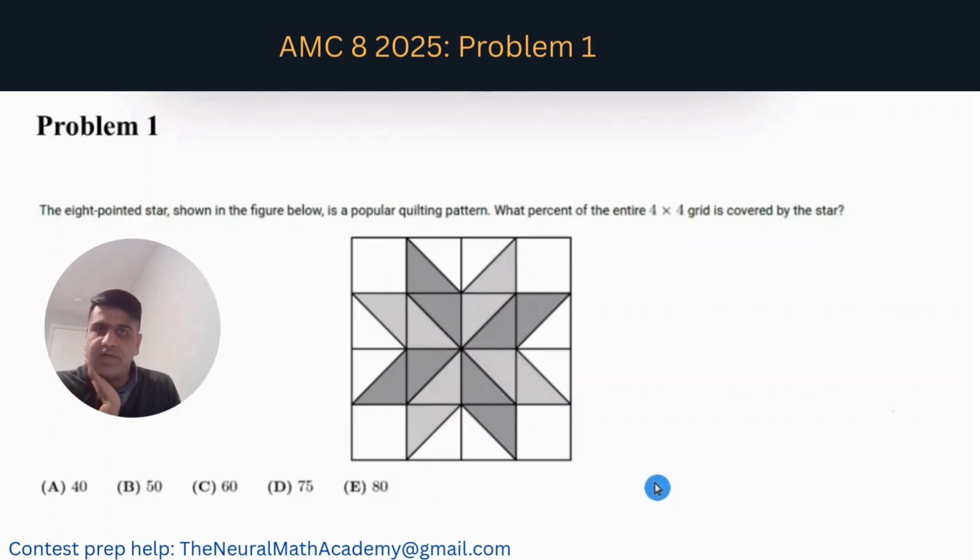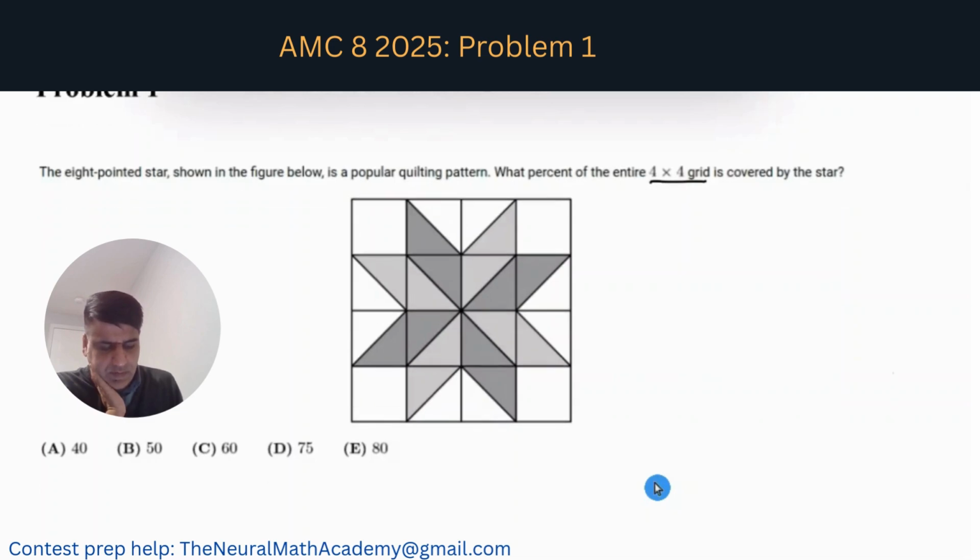The first problem states the 8-pointed star shown in the figure below is a popular quilting pattern. What percent of the entire 4x4 grid is covered by the star? So in order to solve a problem like this, we basically need to find a percentage, or we need to find a ratio, and then we can multiply by 100.